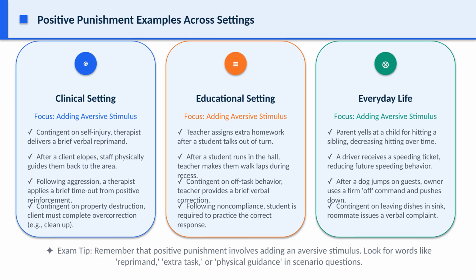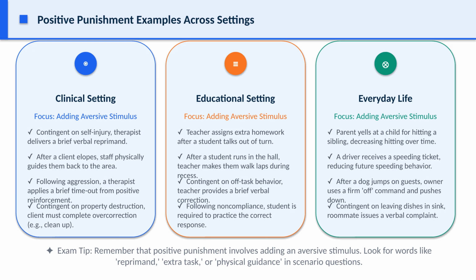This slide illustrates how positive punishment operates across clinical, educational, and everyday settings. A key distinction for the BCBA exam, because you must identify the contingency, not just the procedure. In each example, a stimulus is added following a behavior, which decreases that behavior's future frequency. In clinical settings, a verbal reprimand contingent on self-injury or physically guiding a client back after elopement adds an aversive stimulus. Note that timeout is listed here as positive punishment because the therapist briefly adds a procedure that removes access to reinforcement. However, on the exam, timeout is typically negative punishment unless it involves contingent observation.